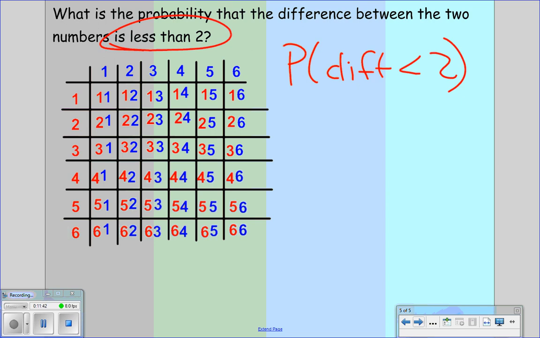Okay? When I take the 1 minus the 1, I get a difference of 0. That's definitely going to work. 2 minus 1 works. That one will work. If I look at this as 3 minus 1 right here, that's not actually going to work because 3 minus 1 is 2, and I want it to be less than 2. So that's out. But we got this in the middle. That'll work. 1 minus 3 or 3 minus 1 is out. 4 minus 1 is out.